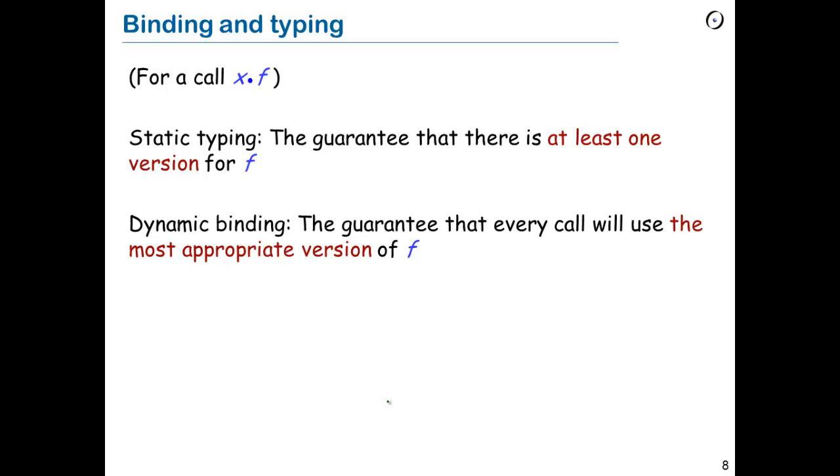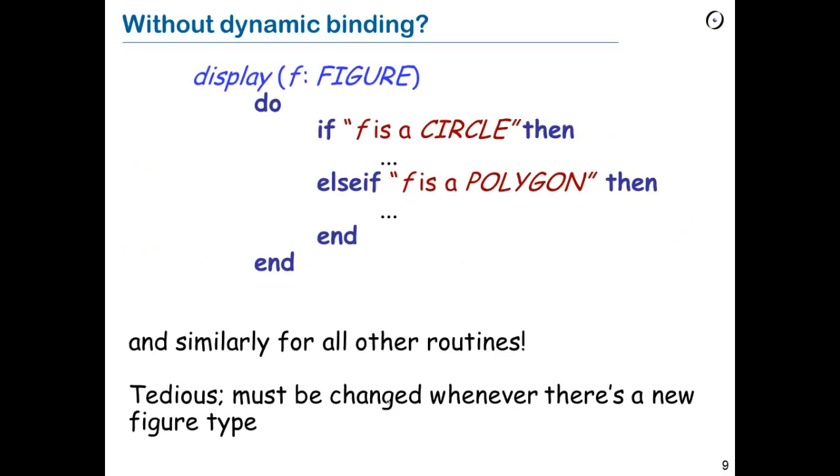And dynamic binding, taking static typing, of course, for granted, is that once we know that we have at least one version, well, if we have more than one, we want a guarantee that for every call, we will use the most appropriate version of f, and of course, for different calls, it might be a different version. Sometimes we might have a triangle, sometimes we might have a rectangle, and the result will be different, although at a certain level of abstraction, it will not be distinguishable.